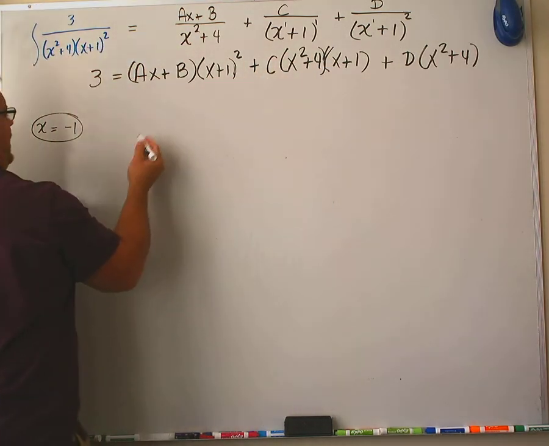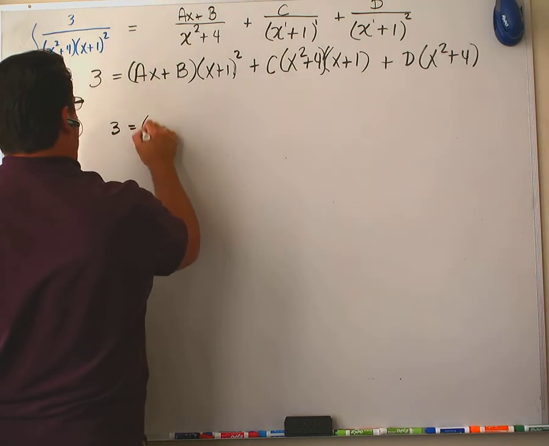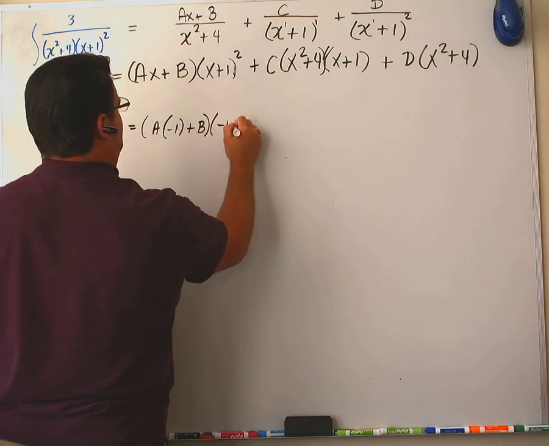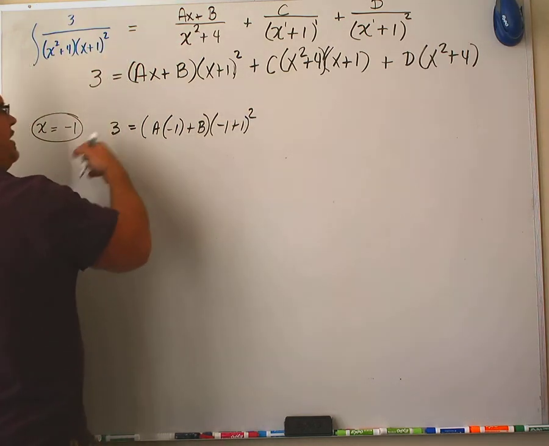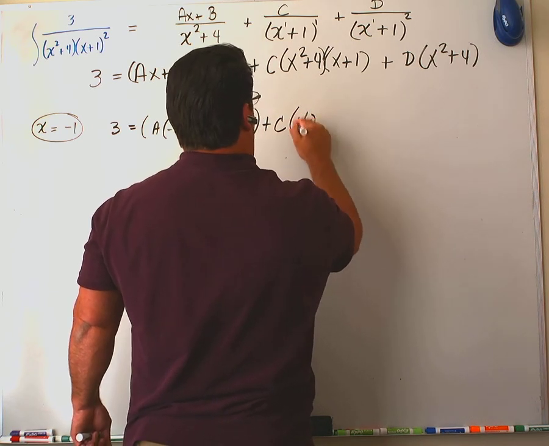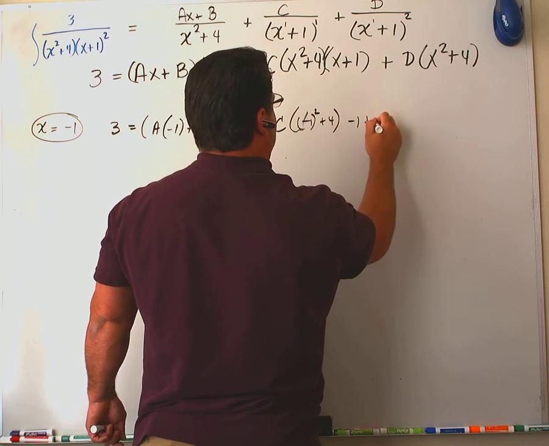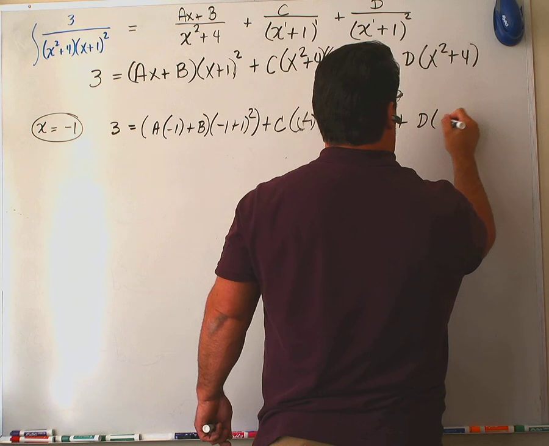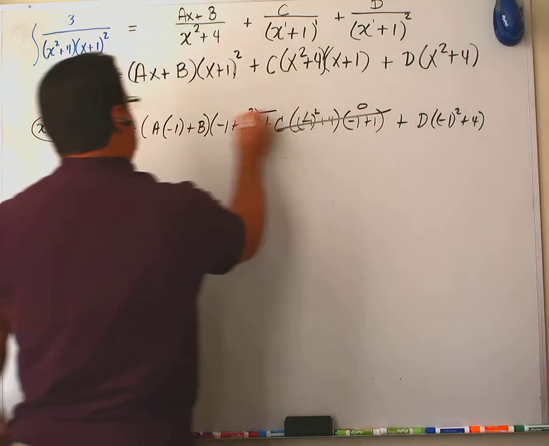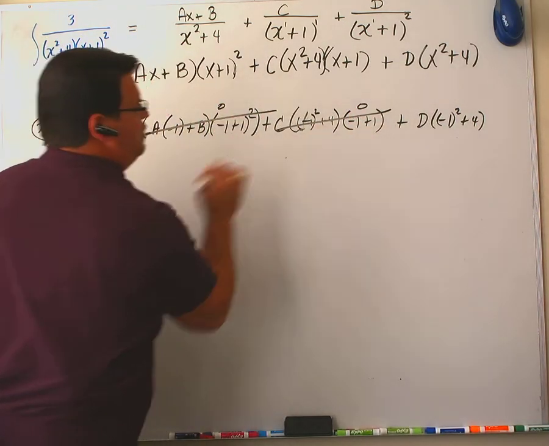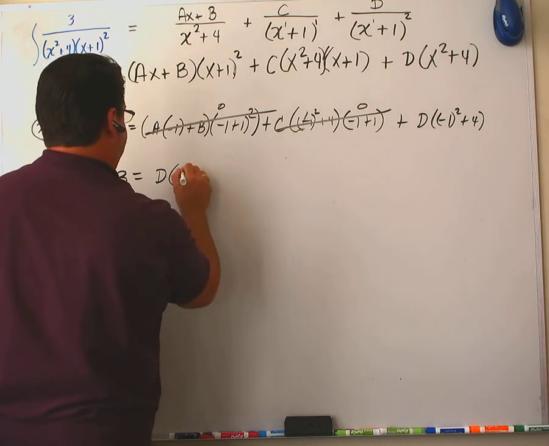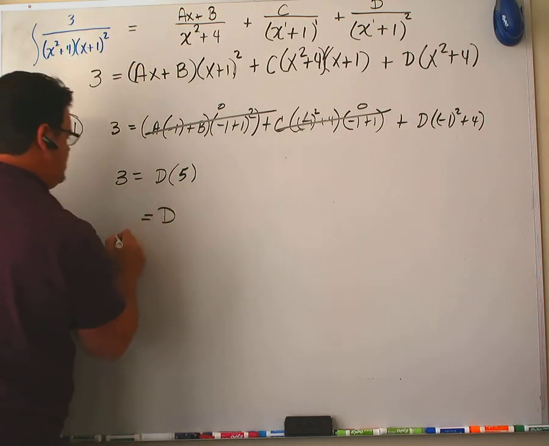And that will leave you, and I'll write it down if you need to, 3 is equal to a times -1 plus b times -1 plus 1 quantity squared, and there's your 0 right there, and it'll cancel everything out, plus c times -1 squared plus 4 times -1 plus 1, and there's your 0 there, plus d times -1 quantity squared plus 4. And that term will go to 0 because of this, negative 1 plus 1. So you get 3 is equal to d times 5, and d is equal to 3/5.